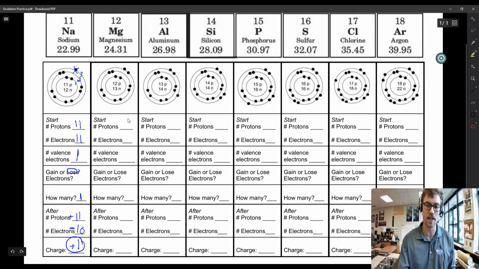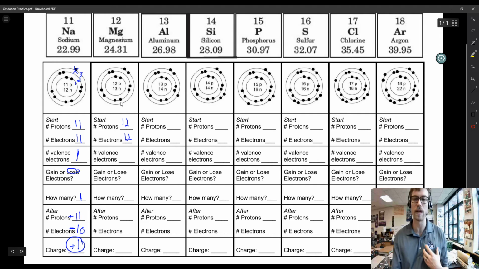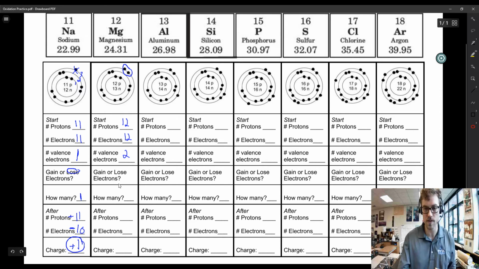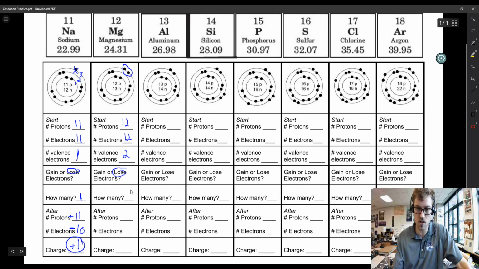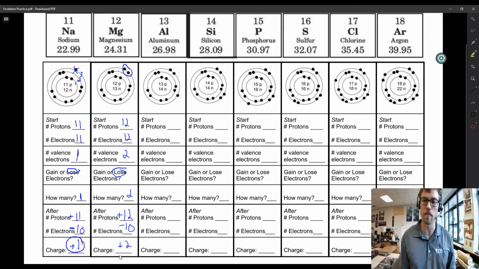Let's do another example. Let's take a look at magnesium. Magnesium has 12 protons and 12 electrons, right? Because it's neutral to start with. It has 2 electrons in that outermost energy level. So 2 valence electrons. Is it going to be easier for it to lose those 2 electrons or to gain 6 so that it has 8 in the outermost energy level? Well, it's going to be way easier for it to lose 2. After it loses those 2, it's going to have 12 protons and 10 electrons. Again, protons are positive, electrons are negative. 12 minus 10 gives us a +2 charge. Okay, and again, that's your oxidation number for magnesium.